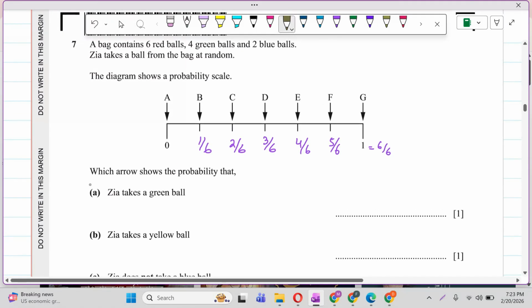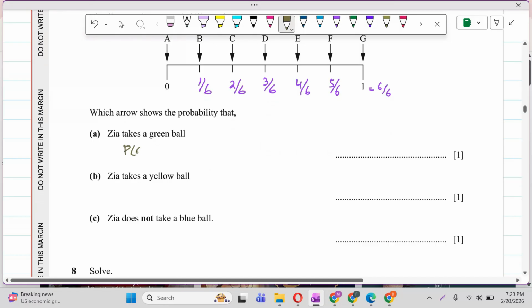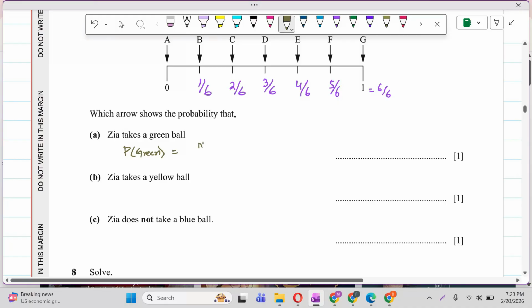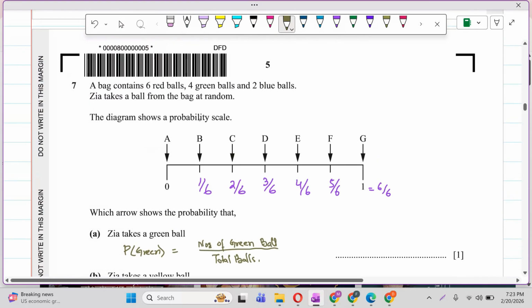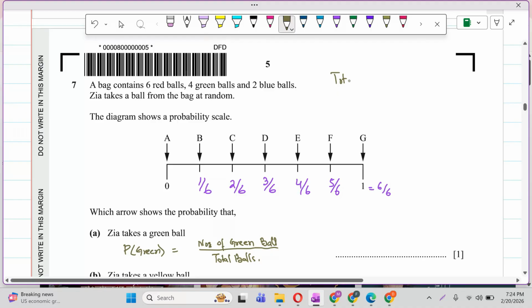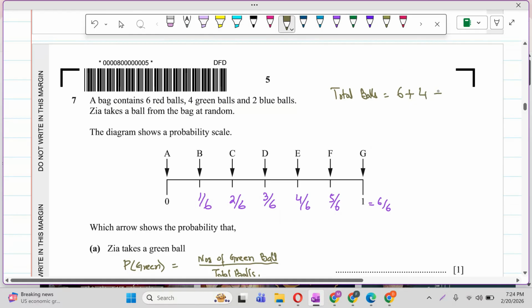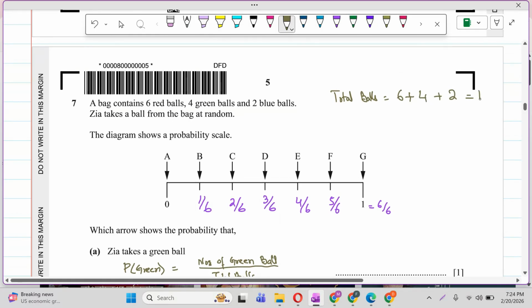Zia takes the green ball. So we need to find the probability of green. This is equal to the number of green balls over total balls. So we have the bag containing red, green, and blue. So total balls are 6 red plus 4 green plus 2 blue. So this is equal to 12.